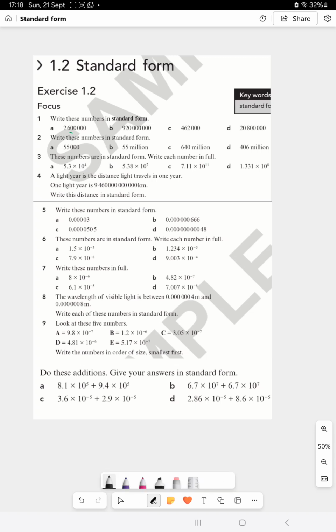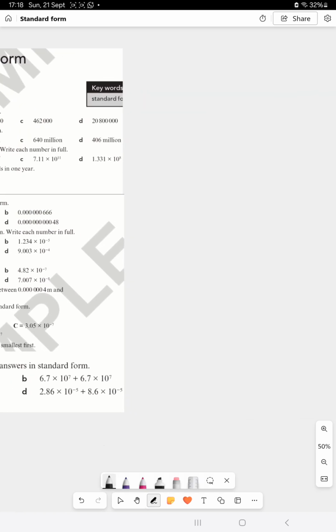Question 1. Write these numbers in standard form. 2,600,000. Quickly, I will bring this one here and I will do it together with you.